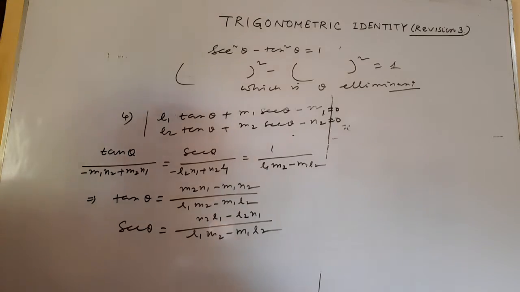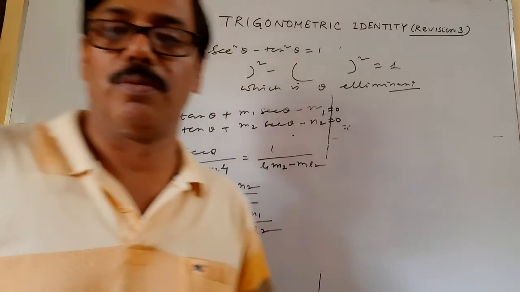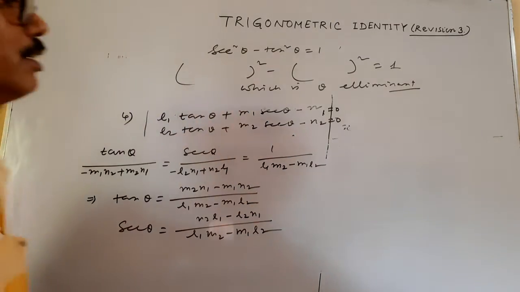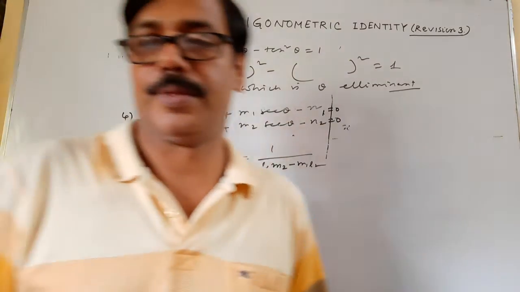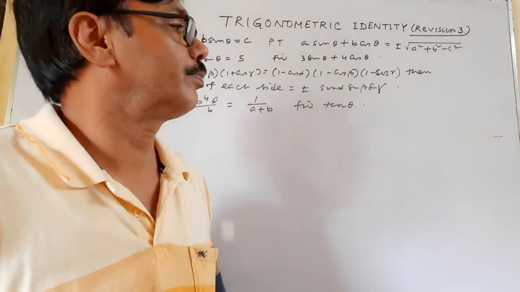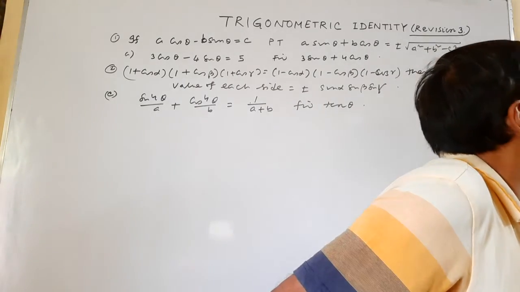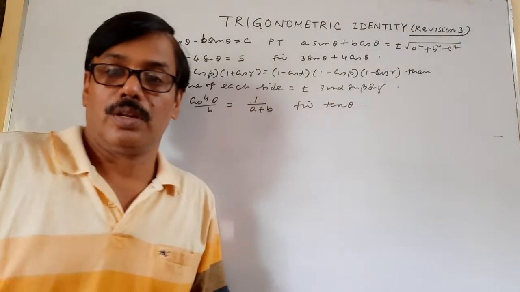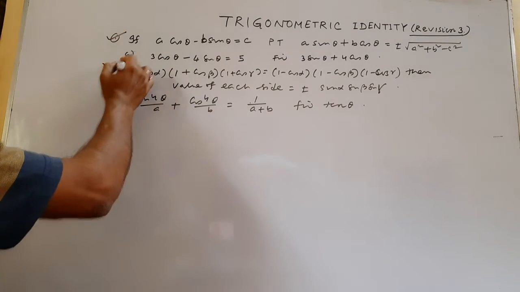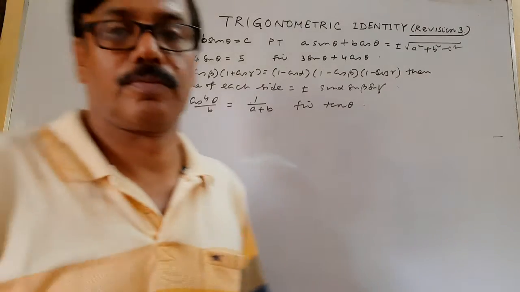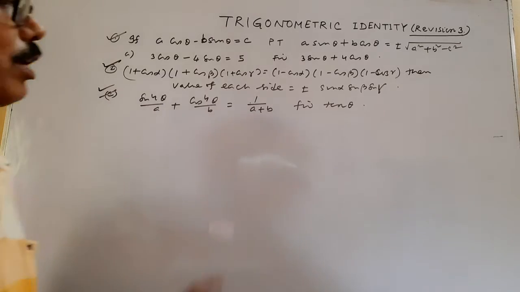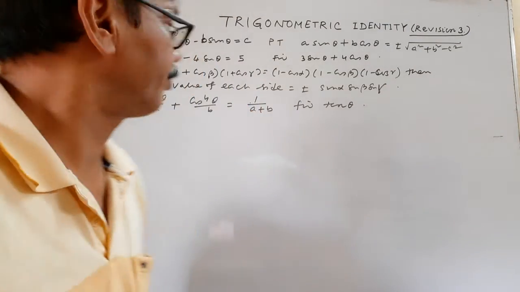So similarly, problem number 5 involving sine and cos. How to find the elimination? Now, I will solve 3 important problems. So problem number C. This is a typical one.